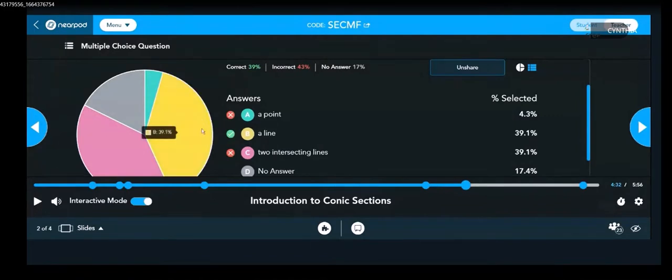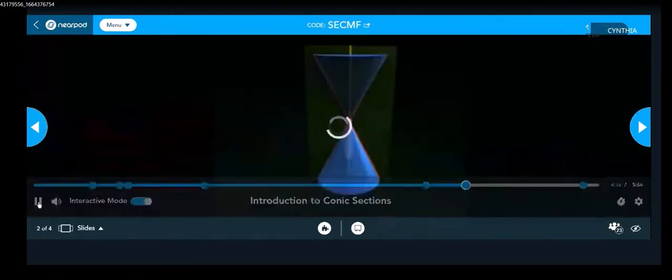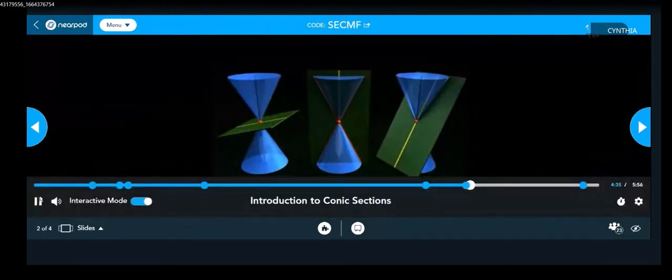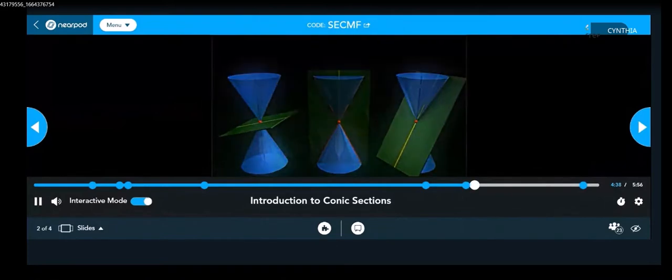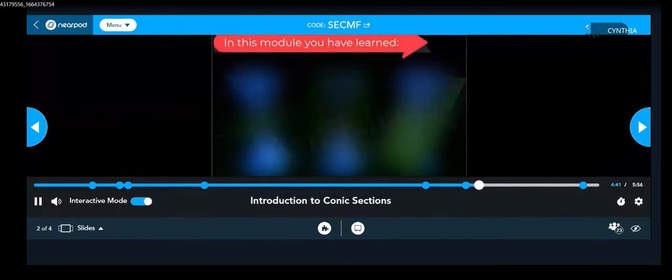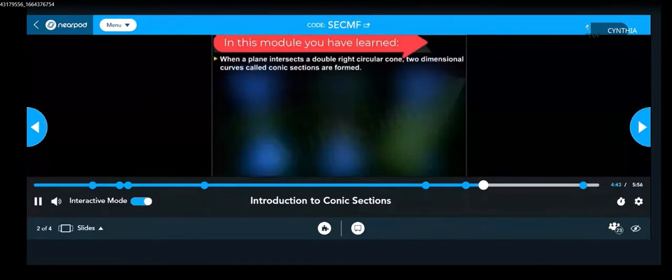So all of you that did B, congratulations. All of you that answered the rest, which is the majority or no answer, we're still learning. So don't be intimidated by that. The figures that are obtained are called degenerate conics. So in this module, the vocabulary you have learned: when a plane intersects a double right circular cone, two-dimensional curves called conic sections are formed.